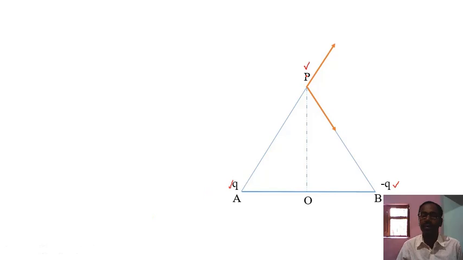Electric field at P due to plus Q charge is along AP. Similarly, electric field at P due to minus Q charge is along PB. The resultant of the fields along AP and along PB will be the electric field at P due to the dipole. Let's develop the class.